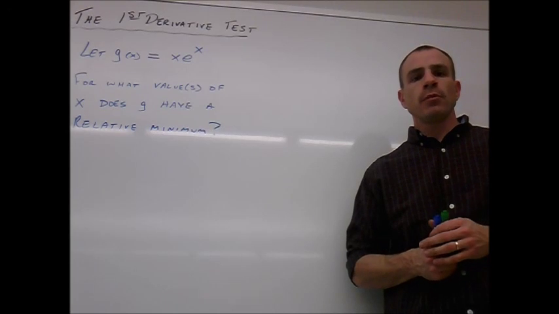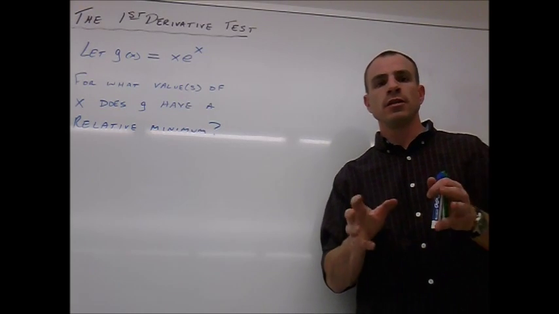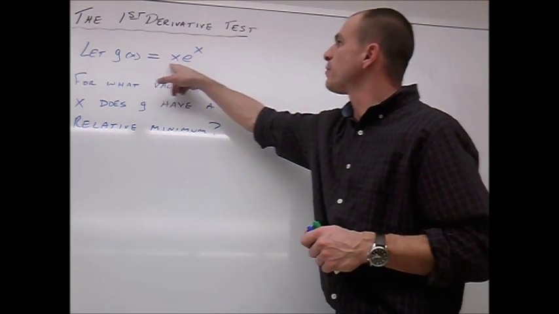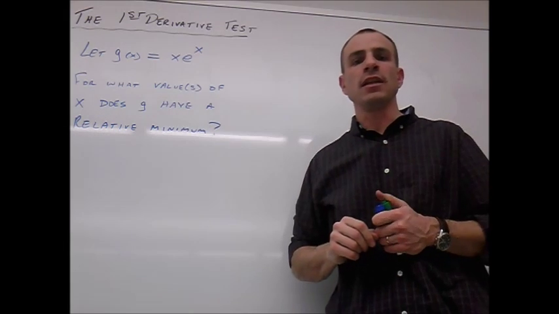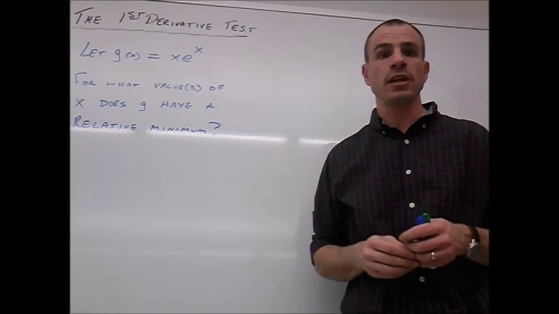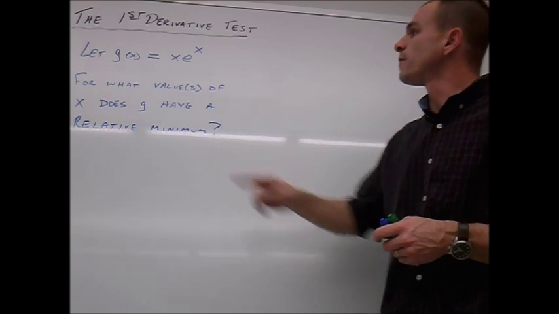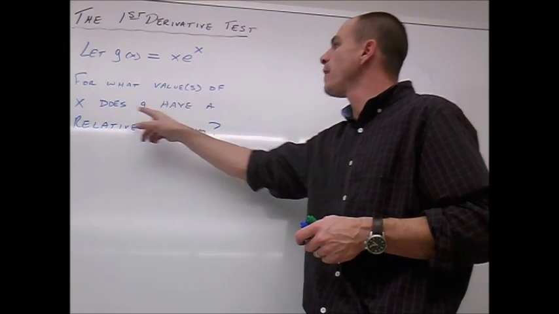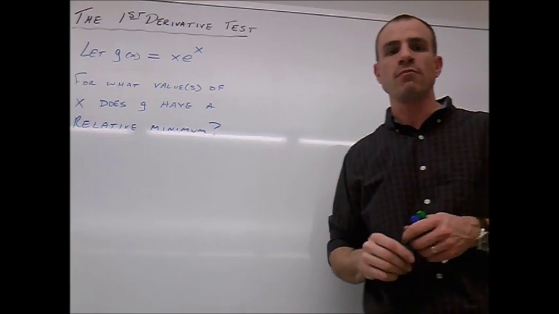Back with the second example involving the first derivative test. Different function this time. Let g of x be equal to x times e to the x. Okay, we have a product here, x times e to the x. Our goal is to figure out for what value or values of x does g have a relative min.